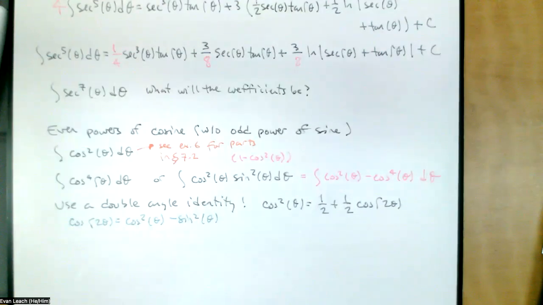And that's not even the base identity we're using for this. The base identity we're using for this is the cosine of a sum. Cosine of A plus B is cosine A cosine B minus sine A sine B.